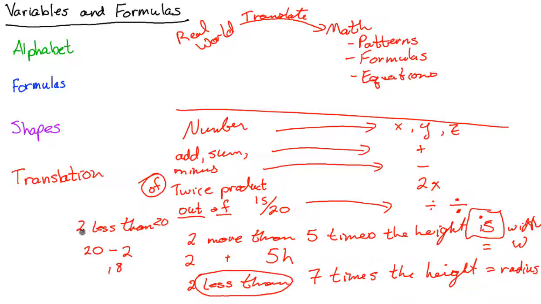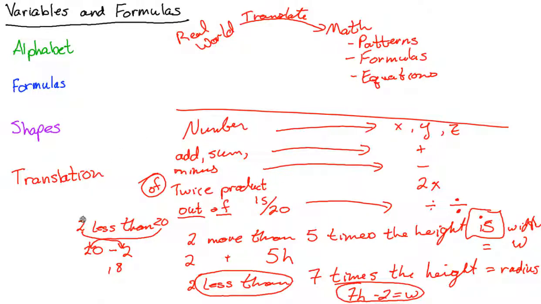So notice that with less than, it needs to switch these 2 places. And notice you could do that with more than. You could start with 5h and do 2 more than that and get 5h plus 2. With a plus sign, you're able to switch them around. A minus sign, you can't. So this is actually going to be 2 less than. So we're going to subtract 2 off of 7 times the height would equal the width. Yes, indeed. Less than you have to be very careful with.